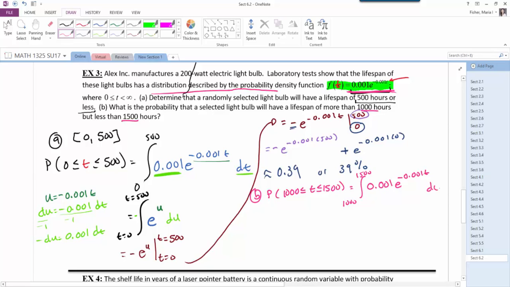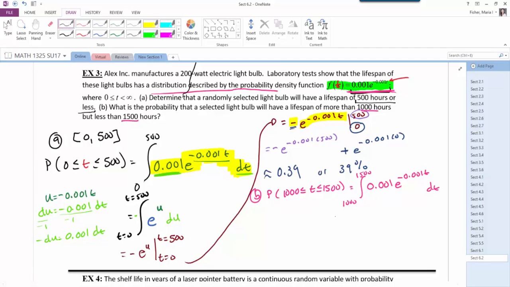0.001 t dt. We're going to take a little bit of a shortcut here. Instead of doing this whole substitution again, we know how this integrated. When we integrate 0.001 e to the negative 0.001 t dt, it's always going to integrate as the negative of e raised to the negative 0.001 t. So I don't have to do the substitution for this. I did that in part A. I can just skip to what the integration is.